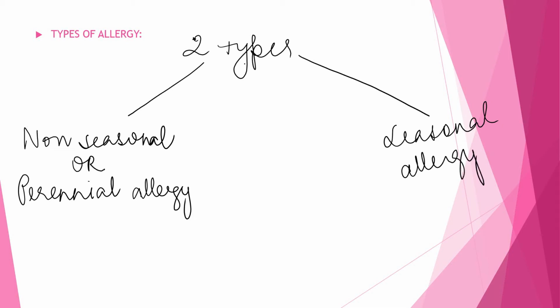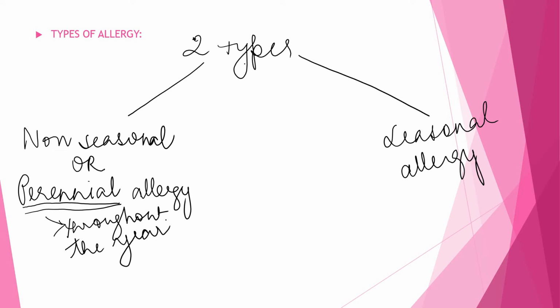See, so focus on this word. Perennial means throughout the year. There are certain rivers in India which flow properly throughout the year, but certain rivers are there in India where the flow of the river decreases in the season of winter. So perennial is a word which is applicable for allergy, for rivers, etc. So perennial means throughout the year.